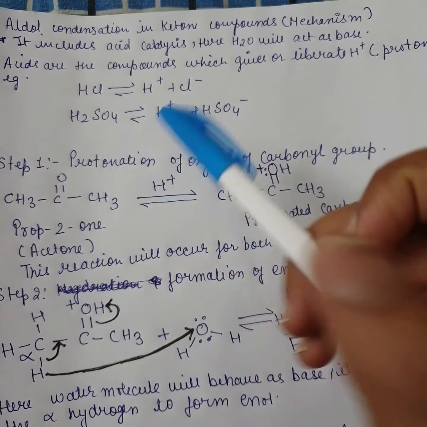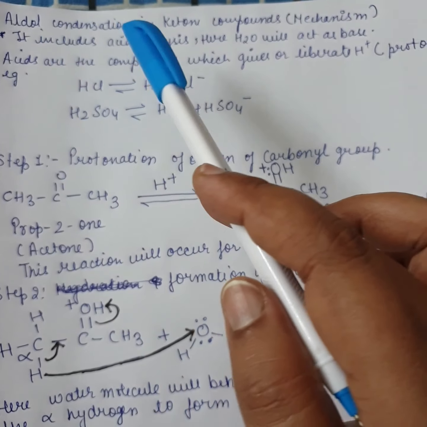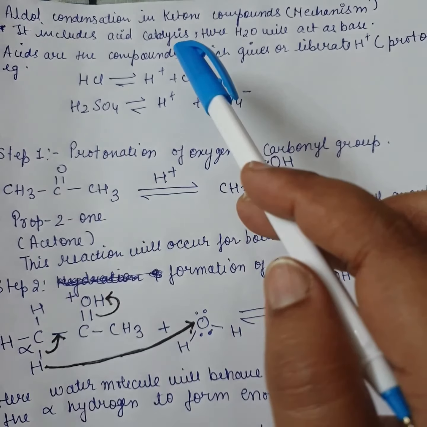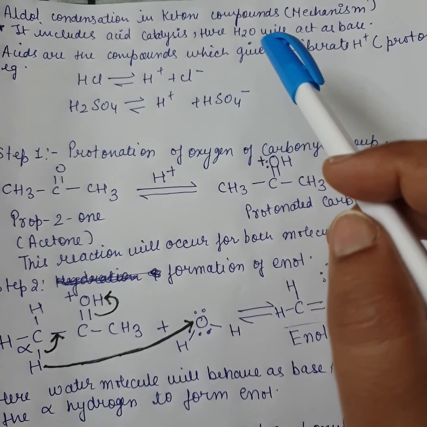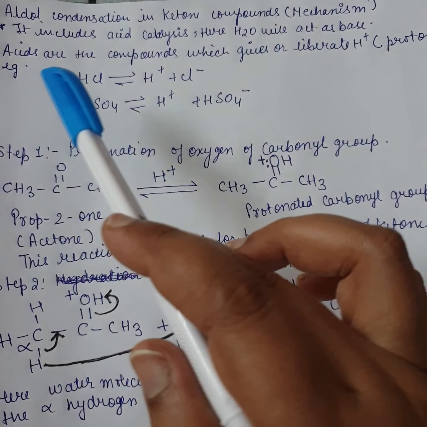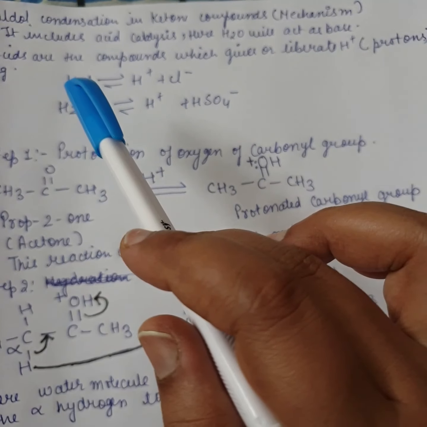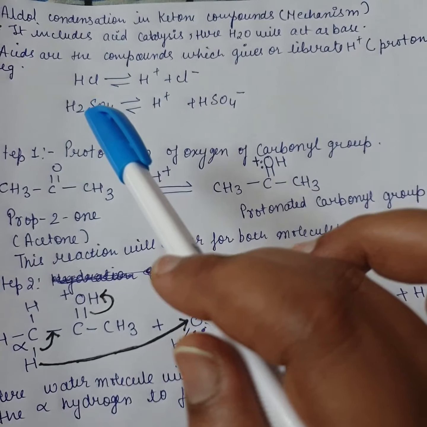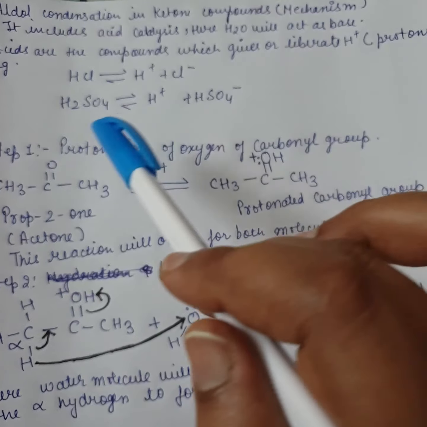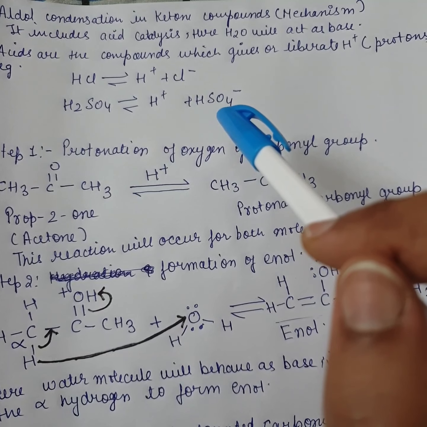Let's discuss the aldol condensation in ketone compounds. Aldol condensation, when it takes place in a ketone compound, is generally catalyzed by an acid. Here water is also included, but water will act as a base. Acids are the compounds which give or liberate the proton H+. Here two examples are there, HCl and H2SO4. HCl will split into H+ and Cl-, and H2SO4 will split into H+ and HSO4-.